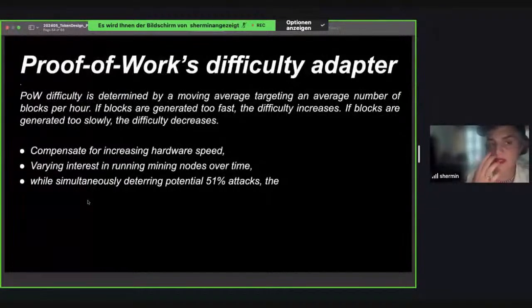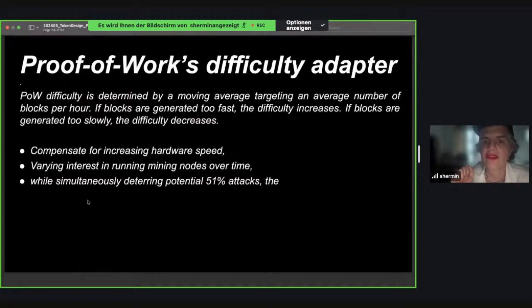And power asymmetries arise. We also have the proof of work, which was designed with a so-called difficulty adapter that is determined by a moving average targeting an average number of blocks per hour. If blocks are generated too fast, the difficulty increases. If blocks are generated too slow, the difficulty decreases. This is to compensate for increasing hardware speed.